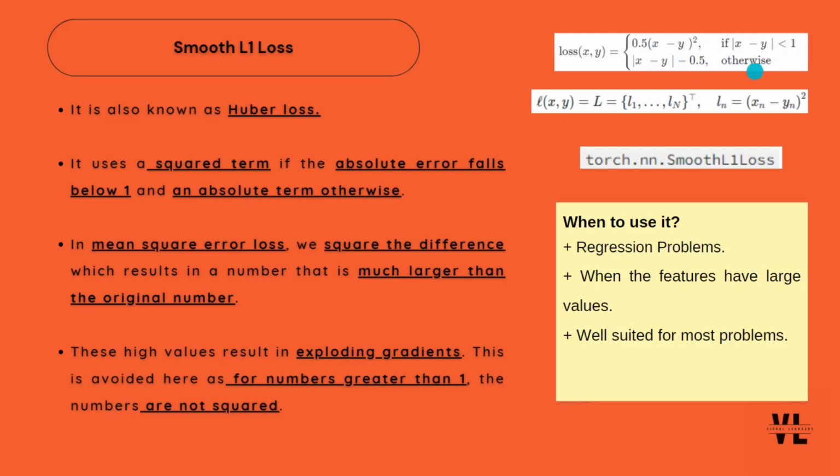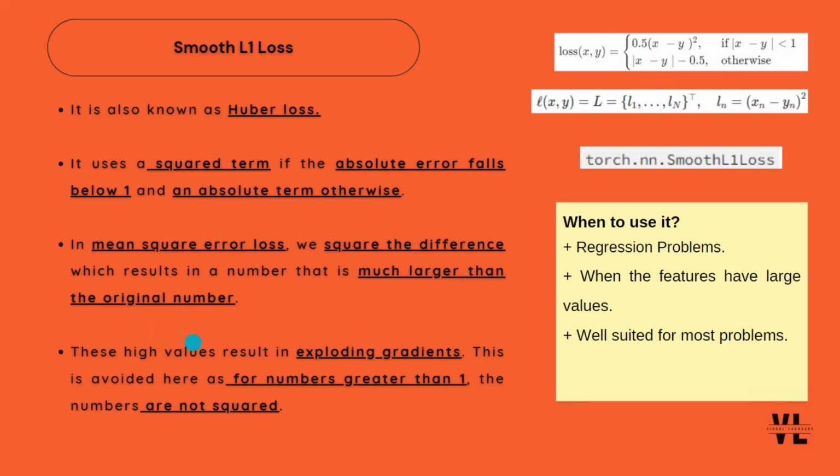But when the difference between the two is greater than 1, then we only want to take the L1 norm, because if we square this one, it's going to be very large. That's why we use the L2 norm for small values less than 1, and we just use the L1 norm when it's greater than 1.